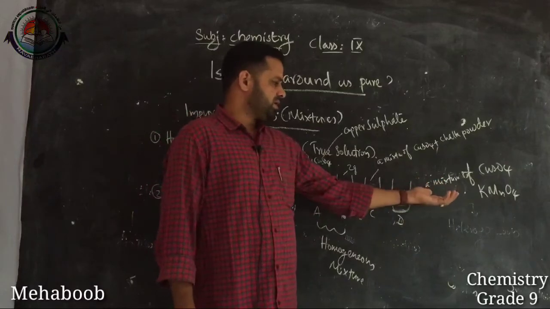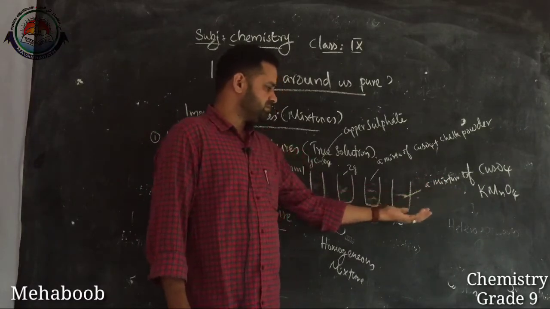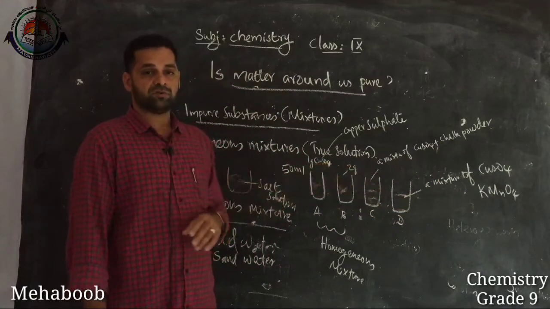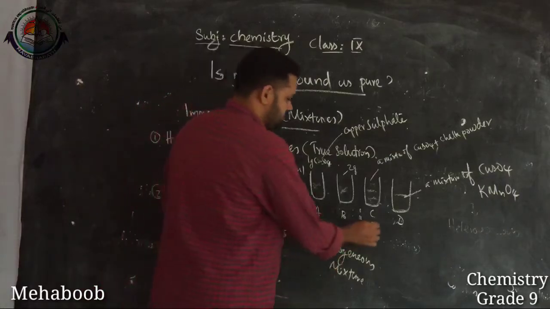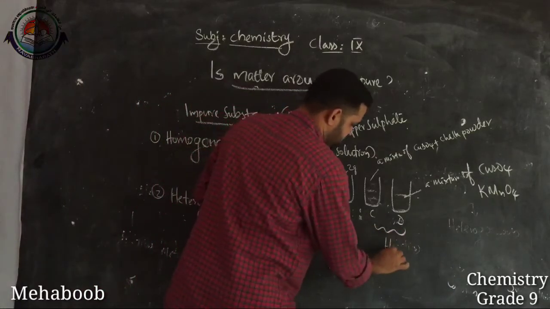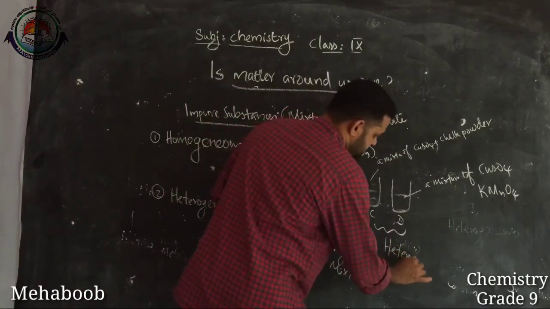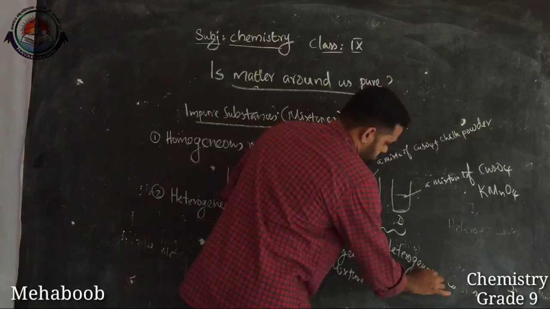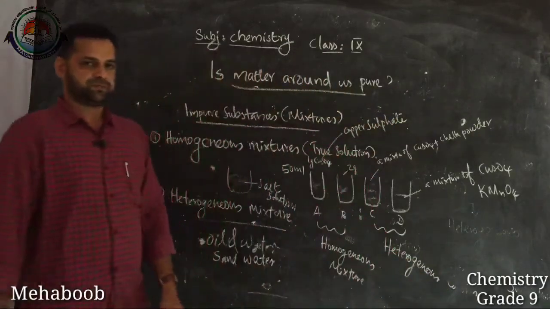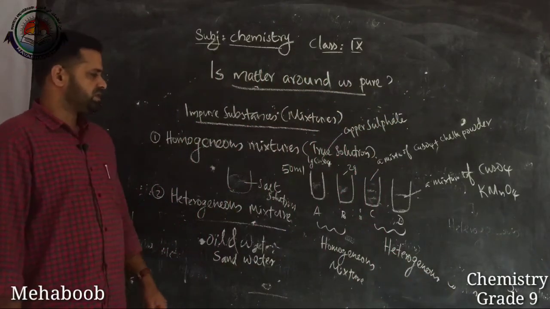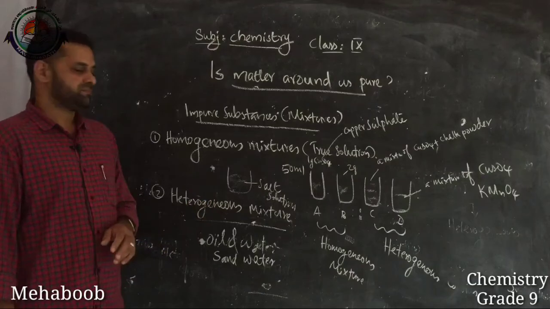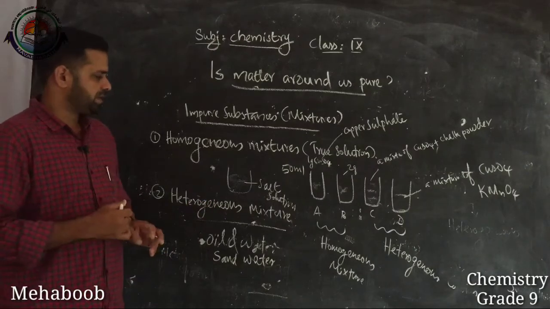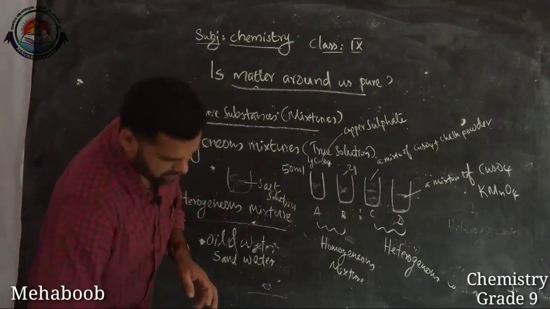Here also a mixture of colors will be there. So this is also an example for these C and D. They represent heterogeneous mixtures. Okay, I hope you understood what homogeneous and heterogeneous mixtures are.